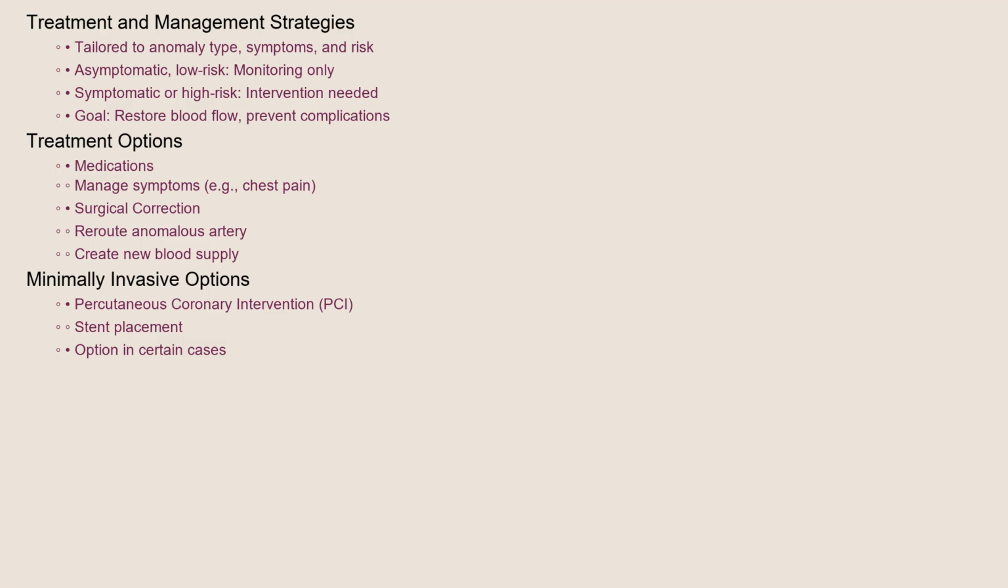Treatment and management strategies depend on the specific type of anomaly, the presence of symptoms, and the risk of complications. Asymptomatic individuals with low-risk anomalies may only require regular monitoring. However, symptomatic individuals or those with high-risk anomalies usually require intervention. Medications can help manage symptoms like chest pain. Surgical correction is often necessary to reroute the anomalous artery to its correct location or to create a new blood supply to the heart. Minimally invasive techniques, such as percutaneous coronary interventions (PCI) with stent placement, may be an option in certain cases. The goal of treatment is to restore normal blood flow to the heart and prevent future complications.